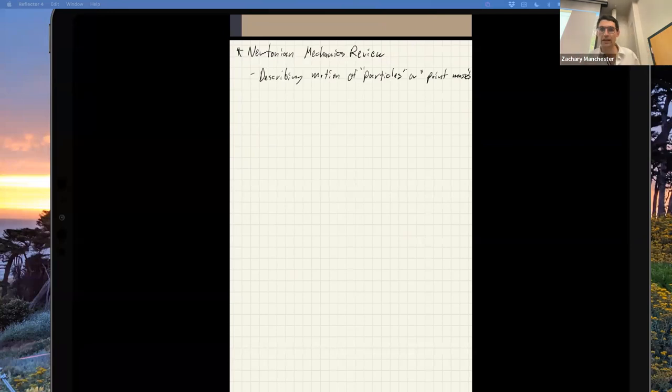So when we say particle, there's a particular mathematical meaning to that. When we talk about writing down the configuration or state of a particle, the only information we need is a position, a single position vector, to describe where this thing is, its configuration.